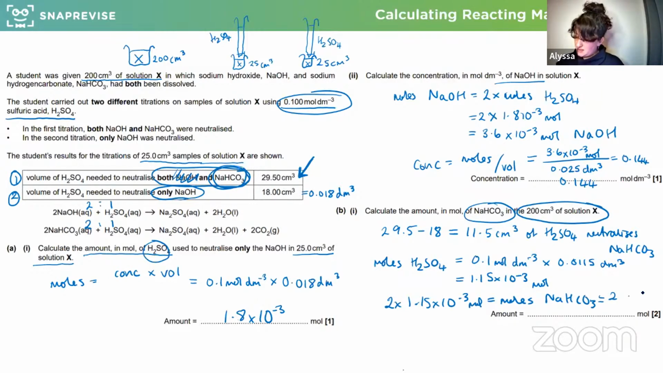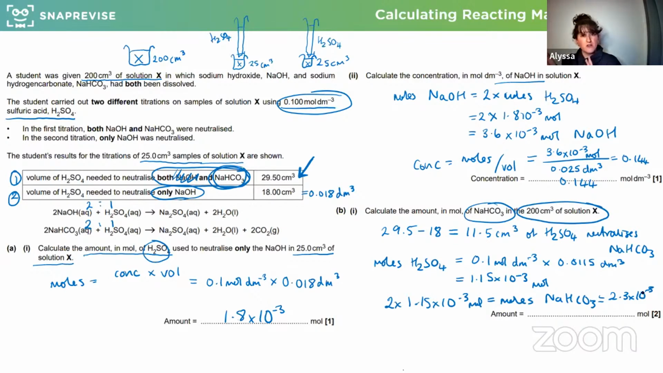Running out of space. That is how much is in our titration. Yes, Amara, well done. That's in 25 centimeters cubed. They want the moles in 200 centimeters cubed. So how do we do that? How do we scale up to 200?